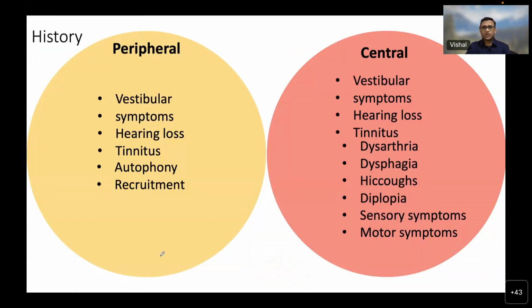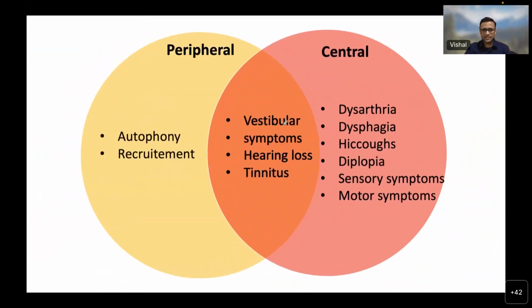Now, this is a very important thing I would like to tell. As we see in our practice, there are a variety of peripheral symptoms and a variety of central symptoms, and there are symptoms which fall into both categories. So if we look at the peripheral vestibular etiology, autophony and recruitment are the only symptoms which truly localize to a peripheral etiology when they are related to the auditory component.